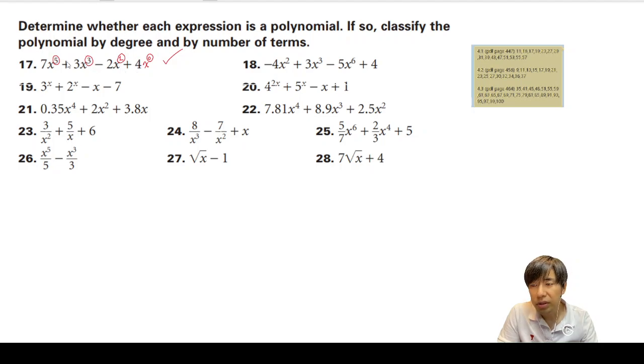If so, classify the polynomial by degree and by number of terms. So this is what? The highest degree is 5, so this is a quintic function. And number of terms, there are 4 terms. How should I call this thing? If you have 3 terms, that's trinomial. Anything higher than 3, we'll just call it polynomial. So let's just call this thing polynomial function. Okay.